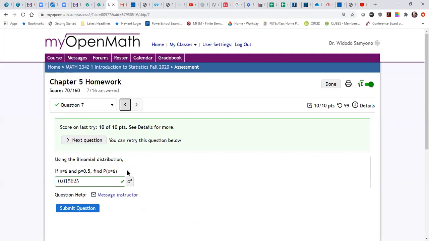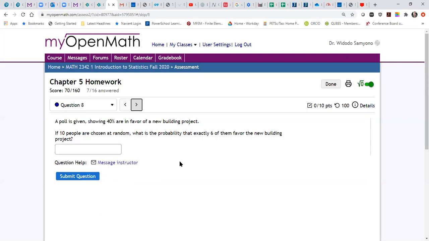So number 7 will be the same thing as number 6. Okay. So you have the x, you have the n, you have the p, right? And then because it is exactly, you put false. For this one, the probability will be 40% or 0.4, and the x is 6, the n is 10, and put the probability, right? And then put false because you're looking for exactly.